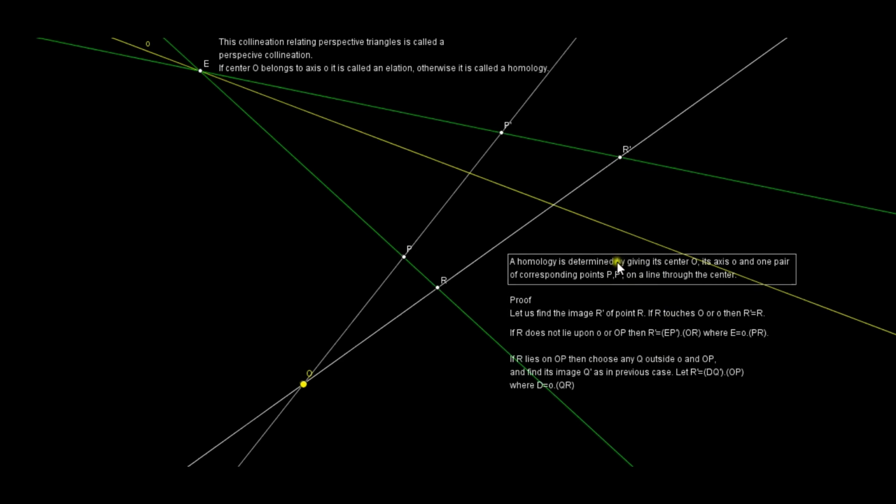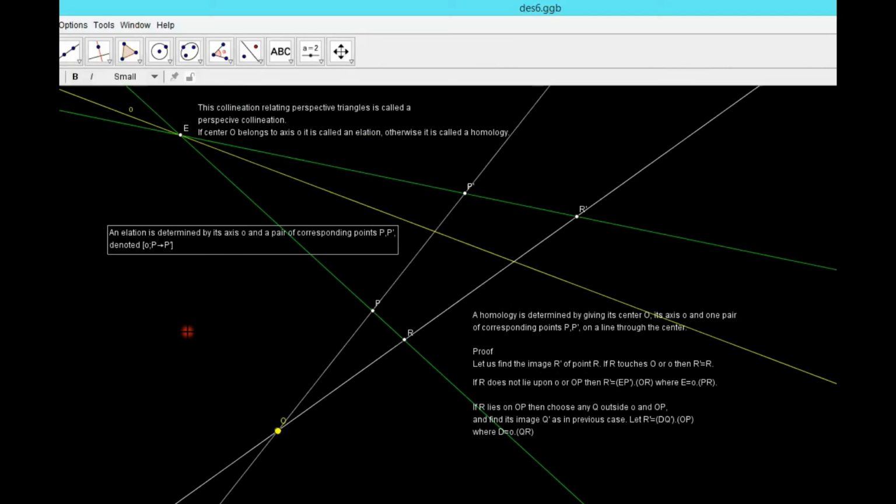Recall that a homology is one of these perspective collineations within which the centre big O does not lie upon the axis little o. So in this special case where the centre big O is on the axis little o, we have an elation, and in that case we really require less information to determine how this elation works.